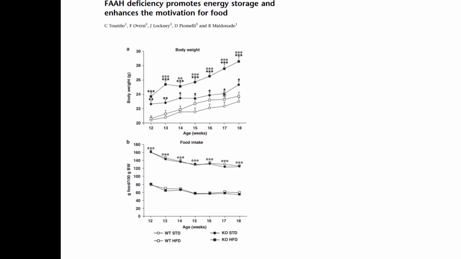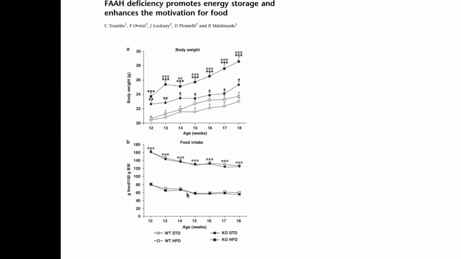So these are mice that can't break down endocannabinoids on a low-fat diet, and they are actually more obese than mice on the high-fat diet, which is normally very good at fattening up mice. The ones on the high-fat diet that can't break down endocannabinoids are, of course, significantly fatter than all of the other groups of mice.